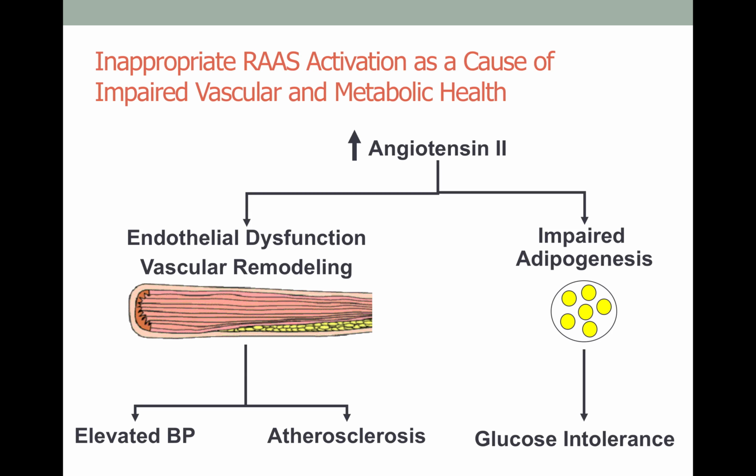Okay, but looking at angiotensin 2 as an example, if we have an elevated angiotensin 2 in the blood, this will cause endothelial dysfunction itself and vascular remodeling. It'll elevate blood pressure. It'll also lead to atherosclerosis. So there are a variety of different mechanisms now that link angiotensin 2 to these functions that we've already discussed. It also appears to play a role in glucose intolerance.